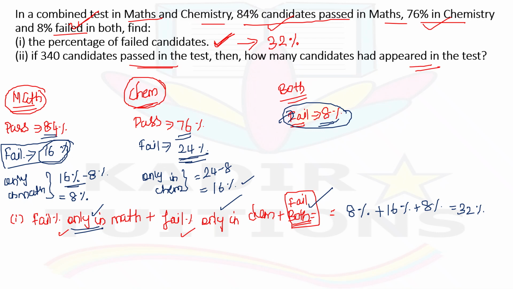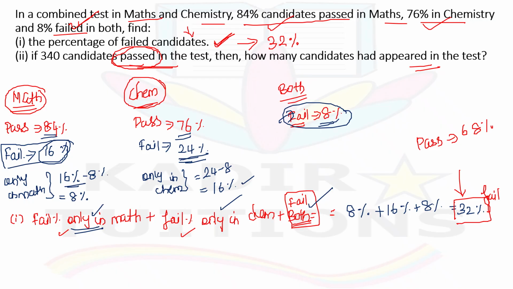Now the next question: if 340 candidates passed in the test, how many candidates had appeared in the test? In our second question, we are talking about the number of passed candidates, but in the first question we found the percentage of failed candidates. In order to solve this, first from this failed percentage we can get the pass percentage, right? If this one is the failed percentage, what is the pass percentage? Obviously 100 minus 32, which is nothing but 68. 68 percent is the pass percentage. Okay, now we will proceed with the second question.